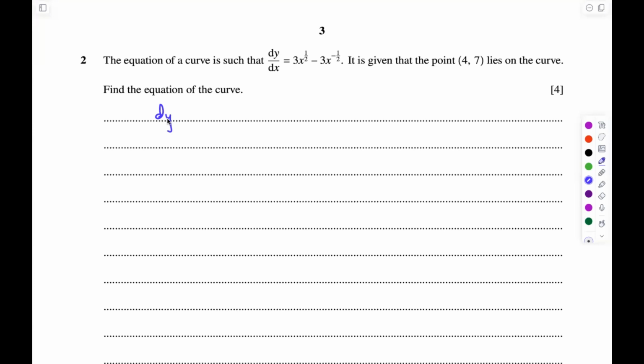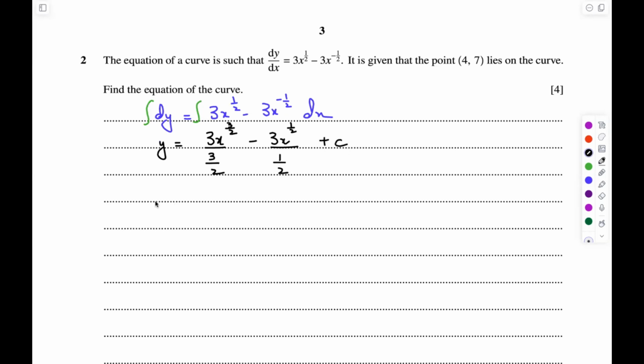So first we'll write it as dy equals 3x to the power half minus 3x to the power minus half dx. Now integrating both sides, y equals, increasing the power half by 1, that becomes 3 upon 2. We'll divide by the new power, which is 3 upon 2, minus, we'll increase minus 1 upon 2 by 1, so that becomes positive 1 upon 2, and we'll divide by the new power 1 upon 2, and we'll add a constant c.